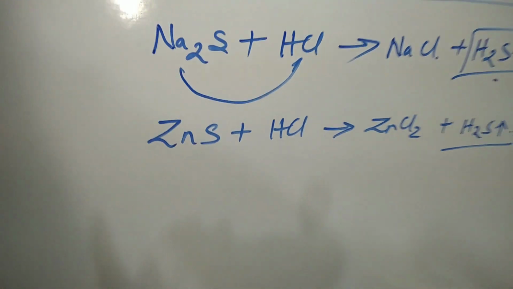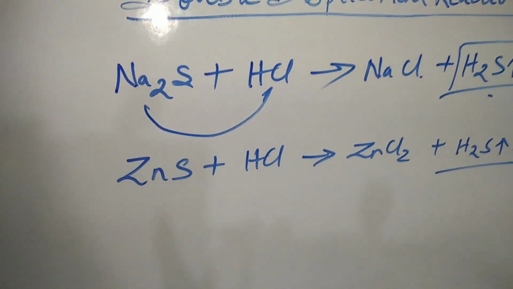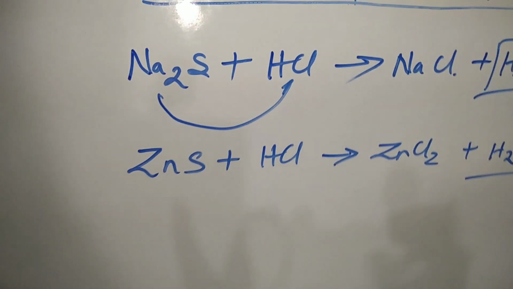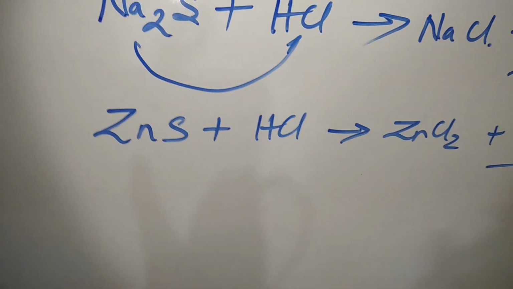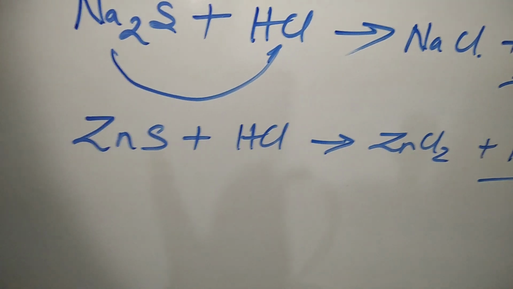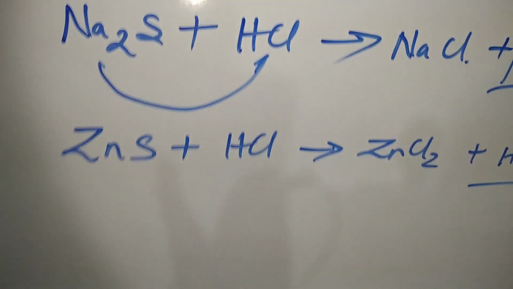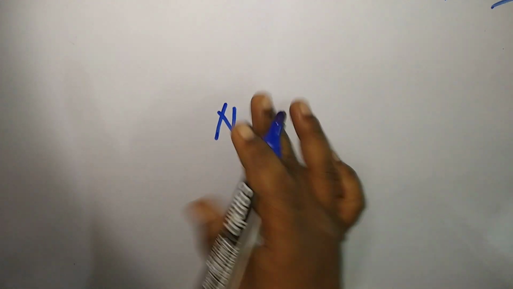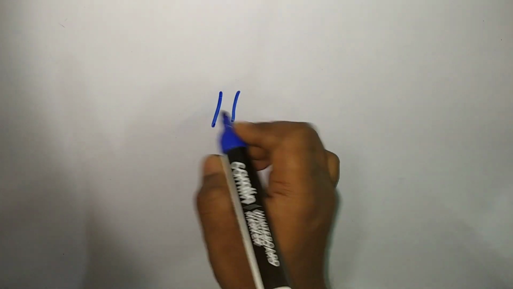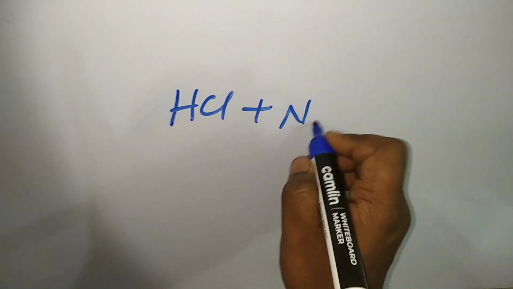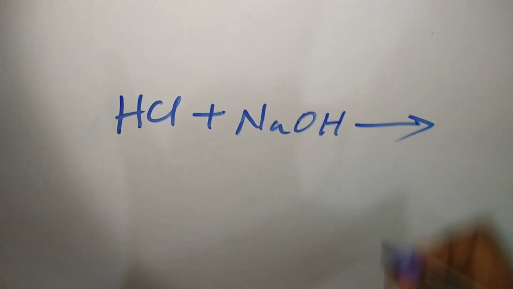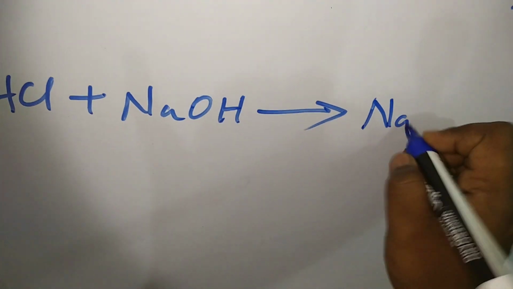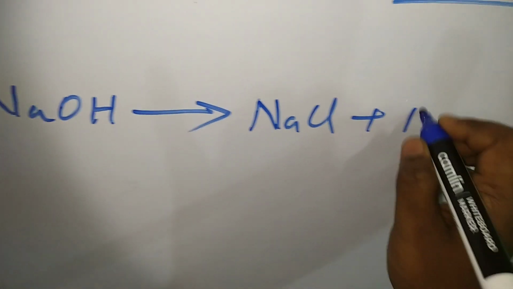Now the third one, that is double displacement reaction with respect to the formation of a molecular compound. We will learn about it in the next video in neutralization reaction, basically acid base reaction. I am showing one. When HCl reacts with sodium hydroxide, see both are in aqueous medium. Now what will happen? It will form NaCl and H2O.